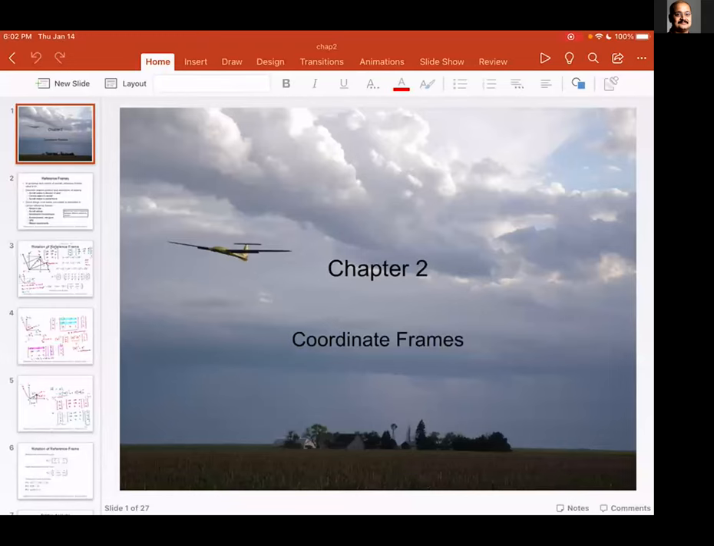Okay, welcome to Robotics 2. In today's class, we are going to continue the discussion that we started in last class. And in today's class, we are going to talk about some very important concepts, and they are associated with the coordinate frames.